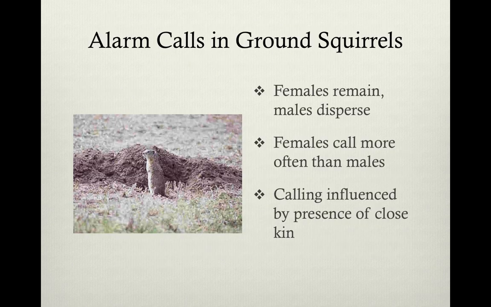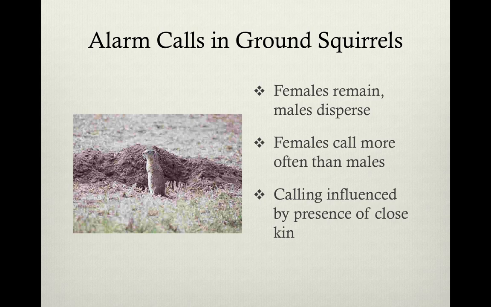When we look at alarm calls, we talked about how ground squirrels alarm call. We also see alarm calls among prairie dogs. With respect to ground squirrels, we have a breeding system where females remain in their natal troop. That means they stay where they're born. Males disperse by at least the age of adolescence. We find that among ground squirrels, females make alarm calls much more often than males do. Specifically, females will alarm call more often when they are surrounded by their close kin.